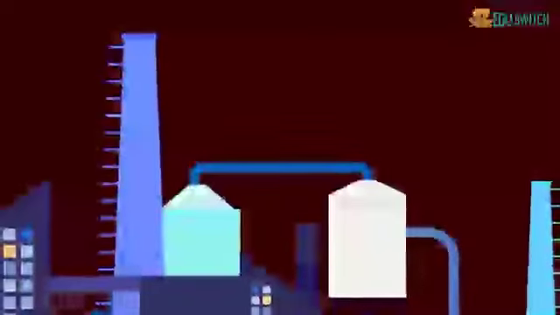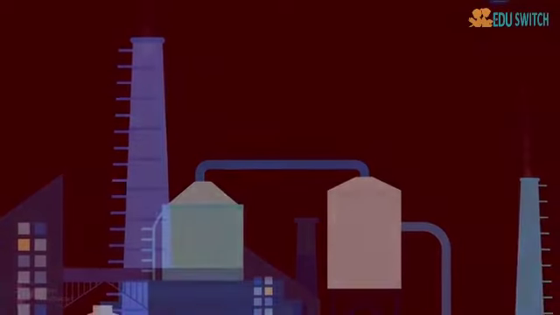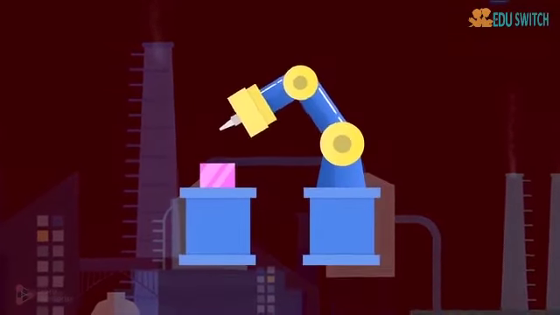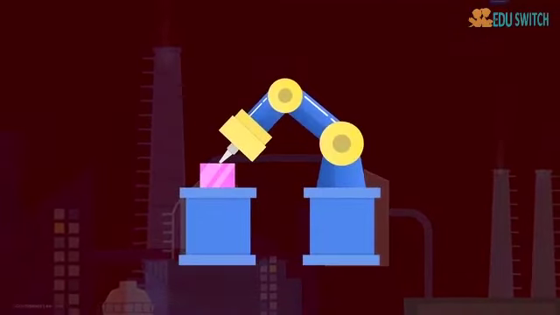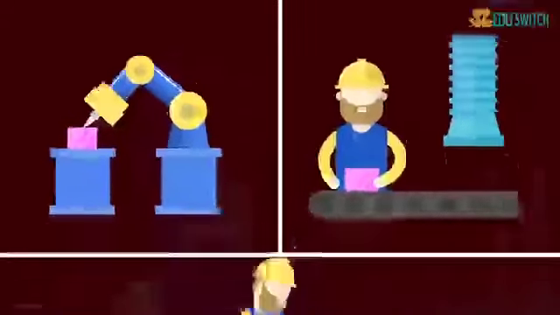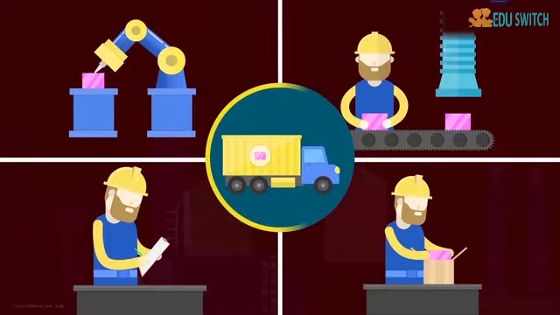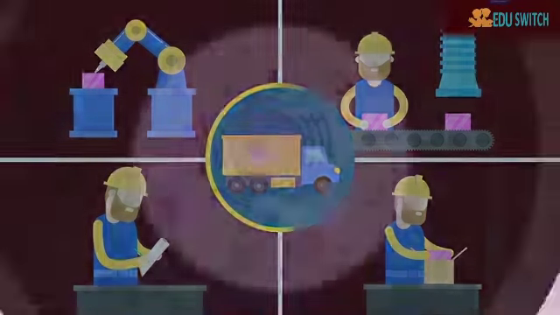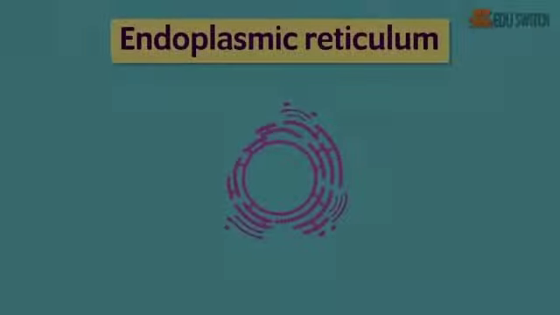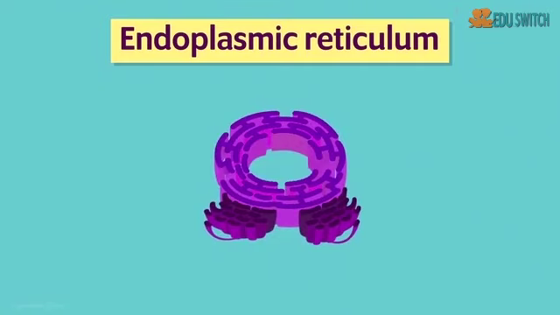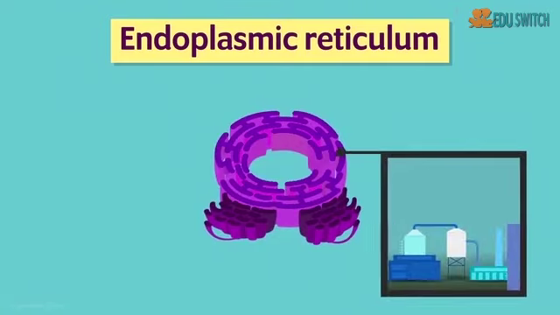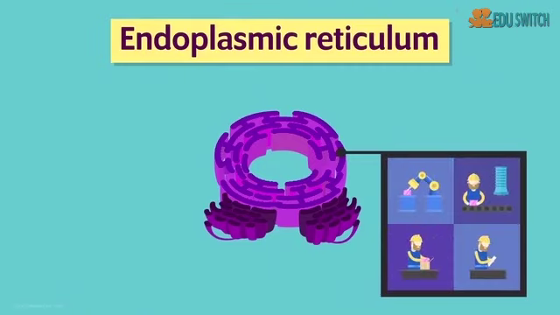Any idea how a factory works? Well, a factory which manufactures many things carries out several functions like assembling, modifying, packaging, and then transporting the manufactured goods. A similar process takes place in a cell. This is the organelle of our focus. The endoplasmic reticulum works as a factory that manufactures certain important substances.